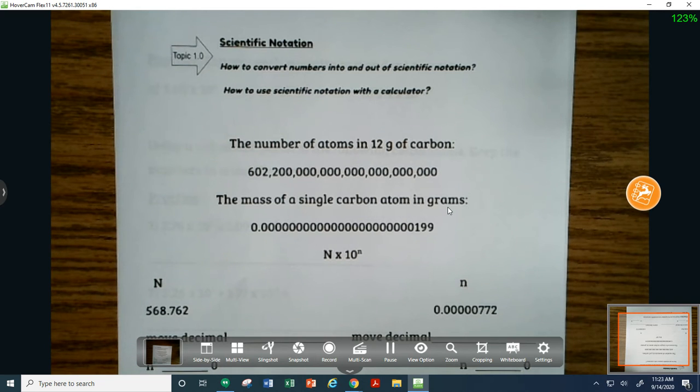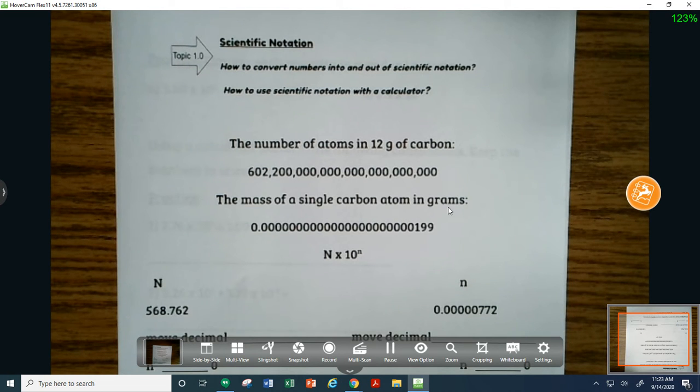All right, today is topic 1.0, scientific notation. We're going to get three things out of this lesson: how to put a number into scientific notation, how to take a number out of scientific notation, and finally, how do you enter it into your calculator.